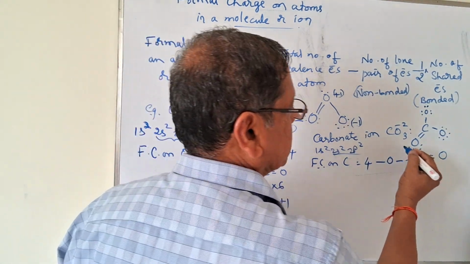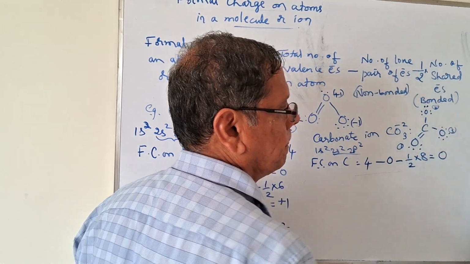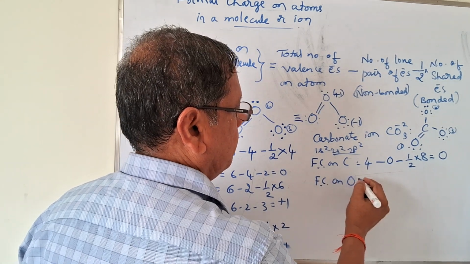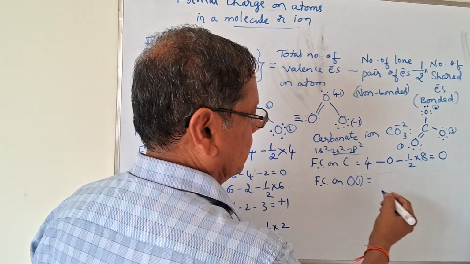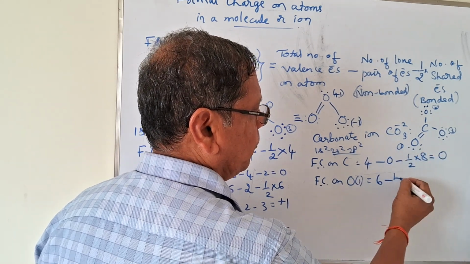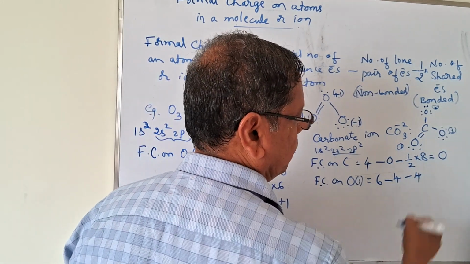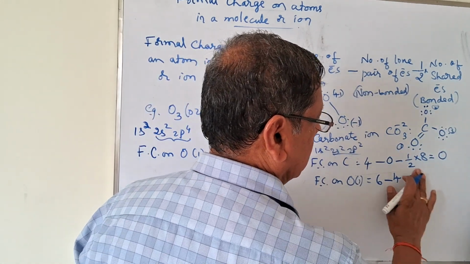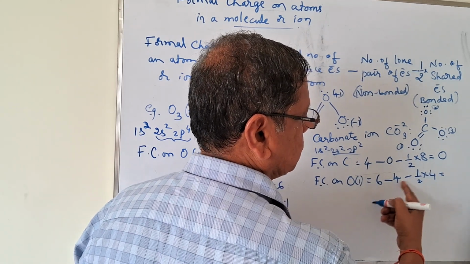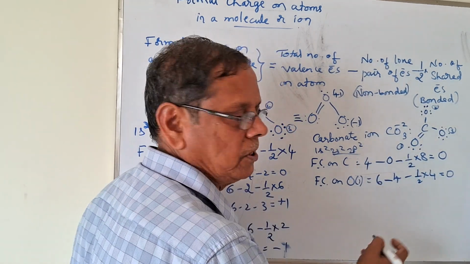Now let me write this as oxygen 1, this as oxygen 2, this as oxygen 3. For the oxygen 1, 6 minus the number of lone pairs 4, minus half into the number of bond electrons 4, that is equal to 6 minus 4 minus 2, that is equal to 0. So for this oxygen atom, the charge is 0.